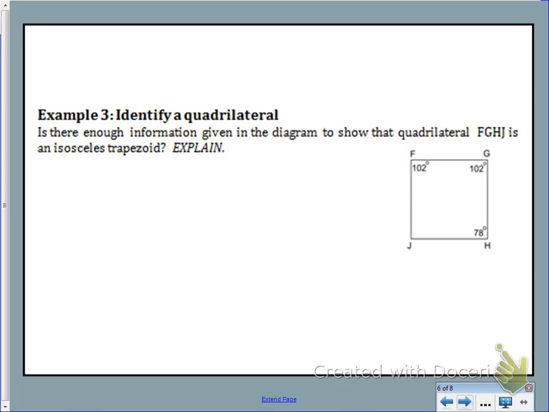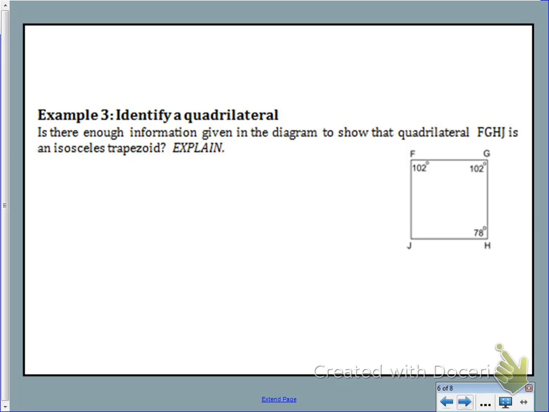All right, example 3 says, is there enough information given in the diagram to show that this quadrilateral is an isosceles trapezoid? We need to explain. Well, once again, if you look at this, we don't have a lot of evidence here, or I shouldn't say evidence. We have a lot of evidence. We have 3 angles, but what we don't have is a picture that kind of gives a better description of what it is. We just have to go by what they're telling us.